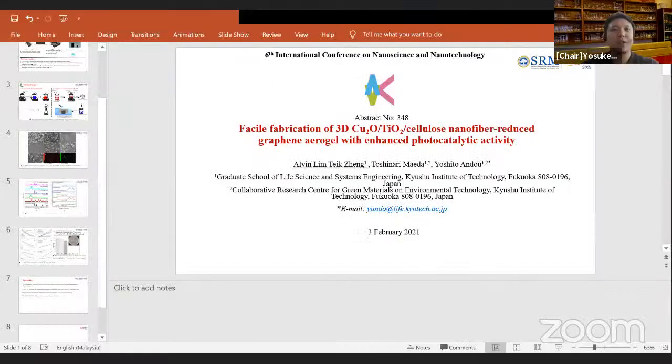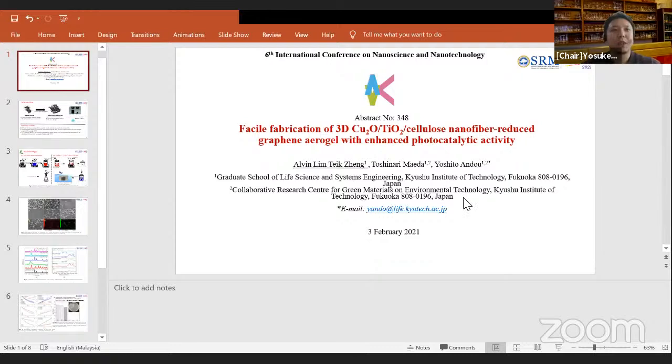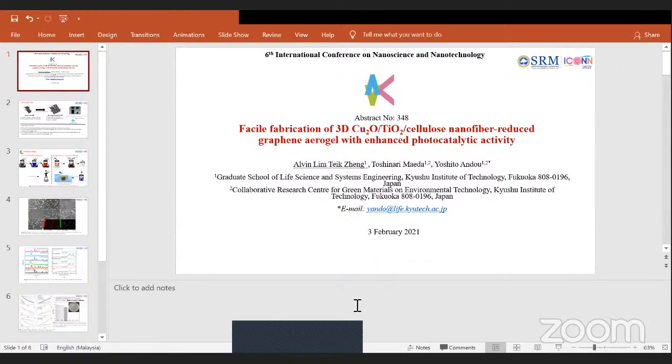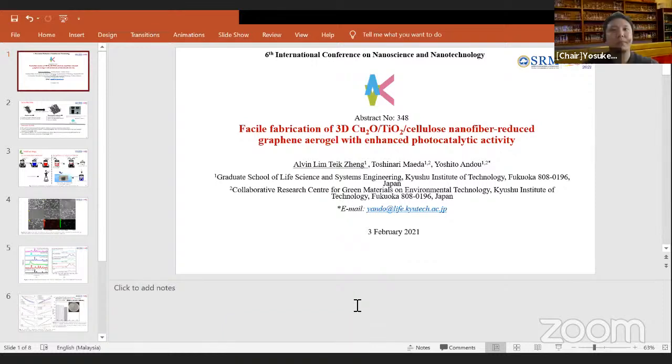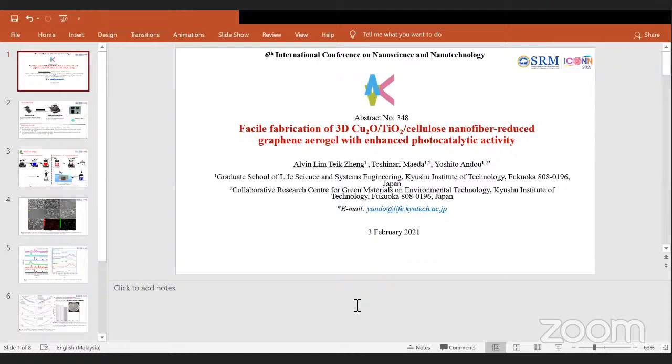I have a question about the band diagram. In this composite, what kind of band diagram was formed? Okay. Because this is ongoing research, we have not conducted the UV-DRS yet to assess the band diagram of our graphene-based hydrogel. So once we are able to get the UV-DRS band gap, then we will be able to somewhat draw the band diagram of this particular hydrogel.